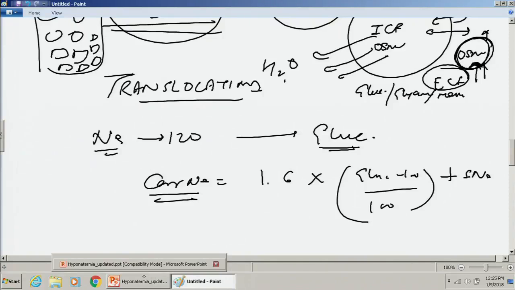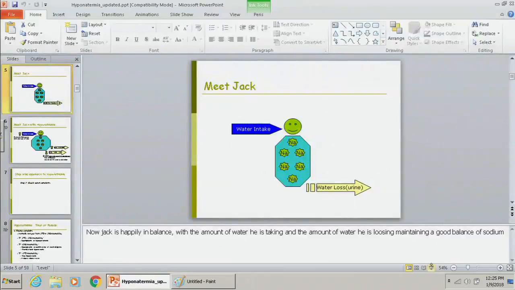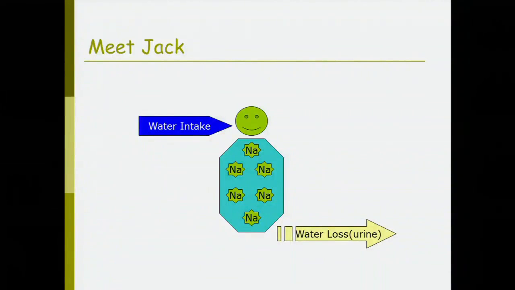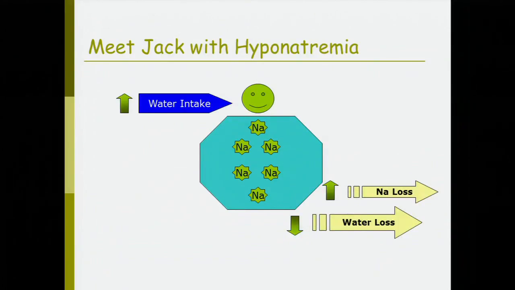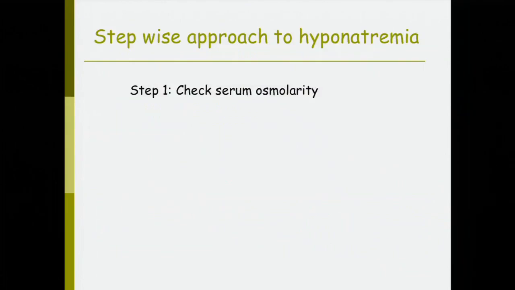So far we talked about Mr. Jack, who has water intake and water losses and a happy balance. Then, if he has increased water intake or decreased water loss, both those things will cause relative water excess, which can cause hyponatremia. We're much more than clear at this point on this, right? We'll come back to these reasons in a second.